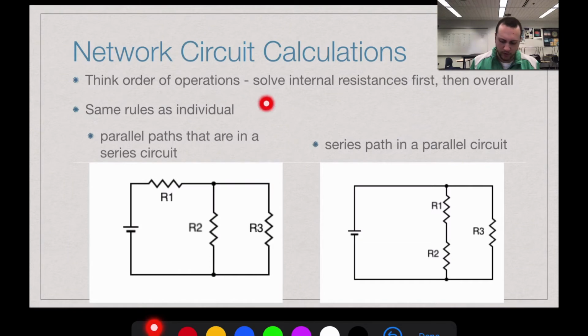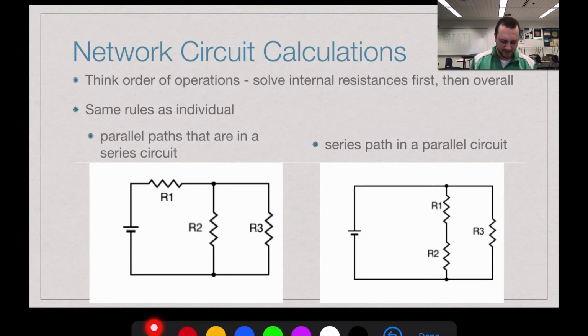we're going to see that we need an order of operations, right? The idea that we want to solve internal first, then look at the overall. So we want to look at what is on the inside part of the circuit, then move to the outside part of the circuit. And we're still going to obey our rules that we saw from the individuals.